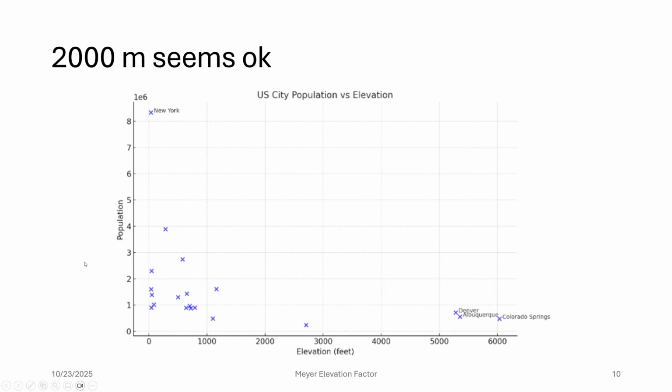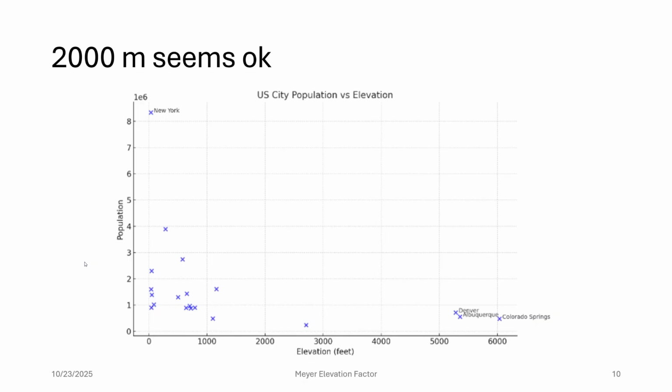If we create a plot of the population of the 30 most populous U.S. cities against their elevation, we see that by far and away most of them are at 1,000 feet or less, and just a few very high cities like Albuquerque, Denver, and Colorado Springs are up at around 6,000 feet, or a mile. Denver is known as the Mile High City. All of these are less than 2,000 meters. So 2,000 meters is conservative in that sense.